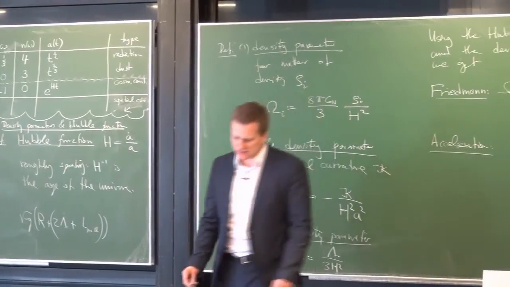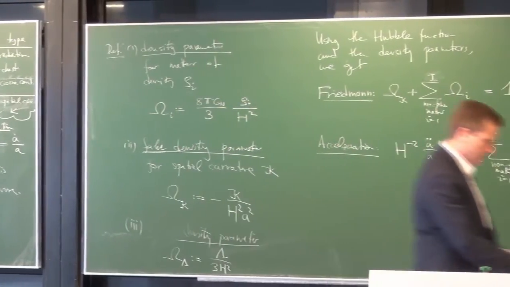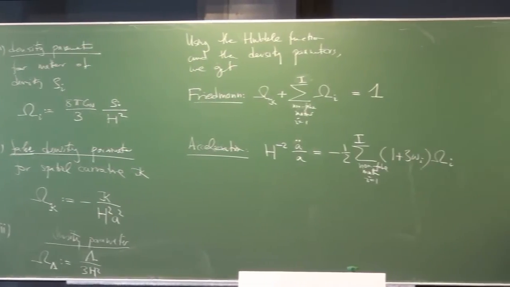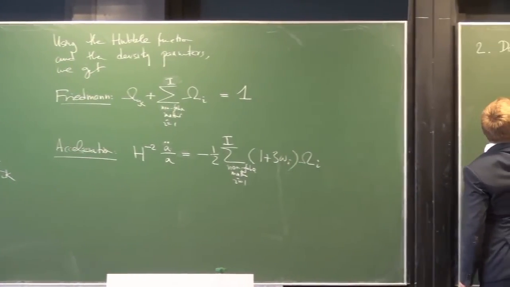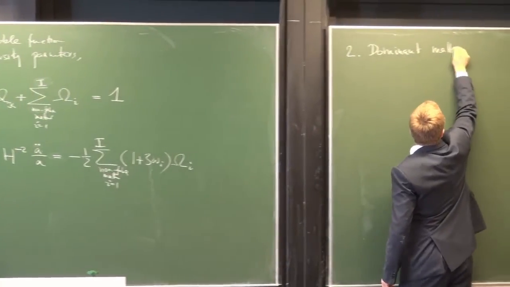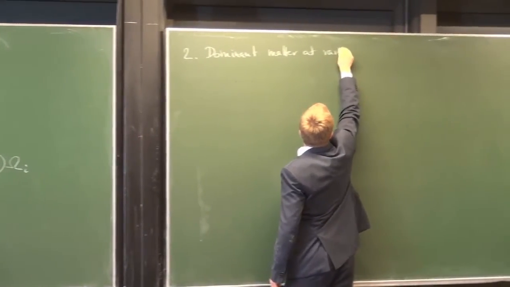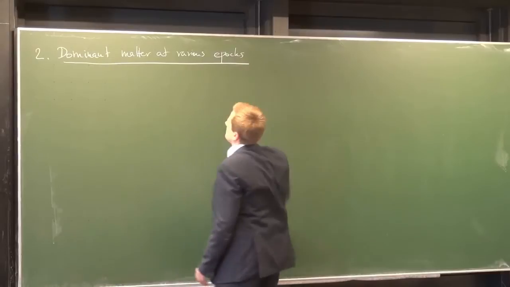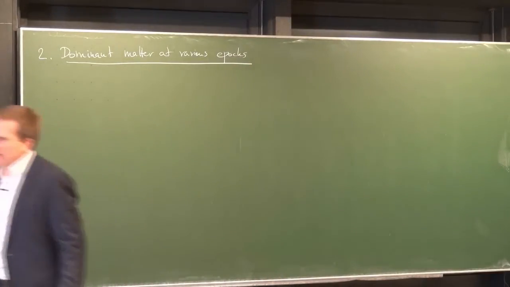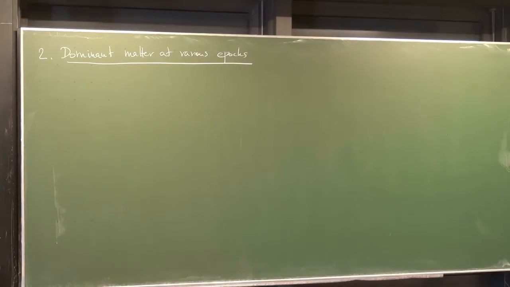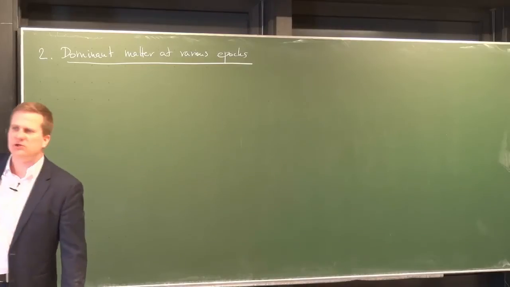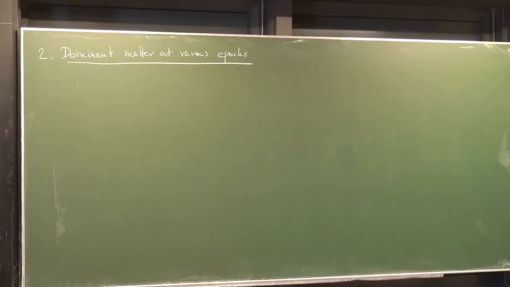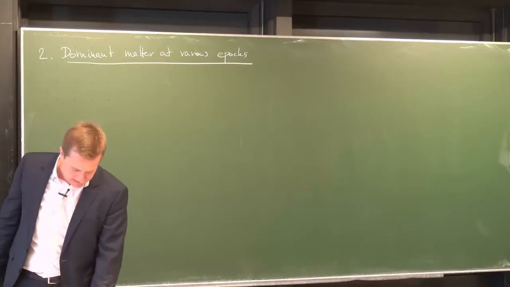And then the next step is the second: dominant matter at various epochs, so stages of the evolution of the universe. So now you could think that you have to postulate which matter is dominant in the early universe from your physics intuition, and which matter is more important later on in the universe from your physics intuition. In fact, you don't need the intuition, you can calculate.